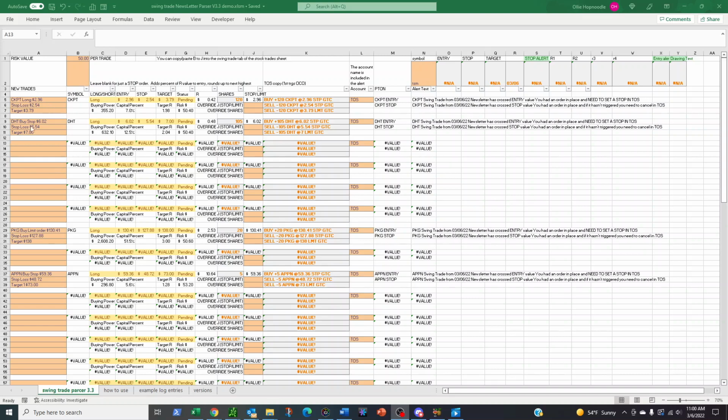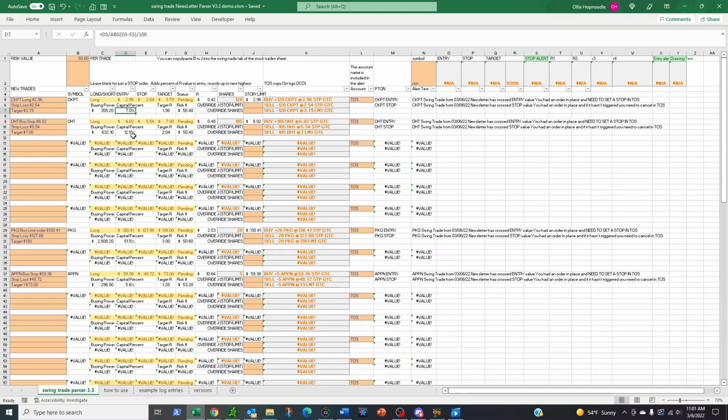when you've copied the trades into the spreadsheet, there's a couple of values that get created for you that I didn't review in the first video. That includes the buying power that's consumed by making this trade based upon the number of shares and the entry price. And then this capital percent is the value of percentage of capital that would be used if you're risking 1% of your account.